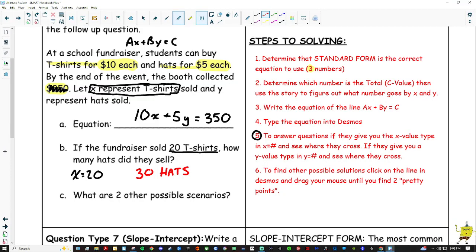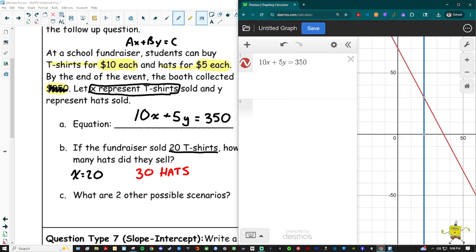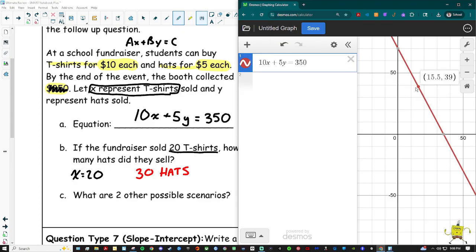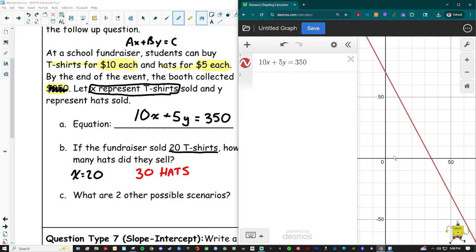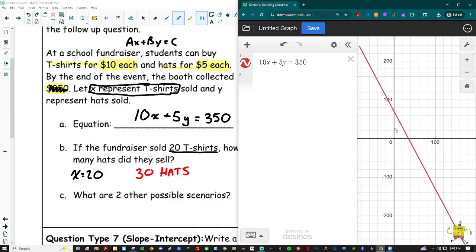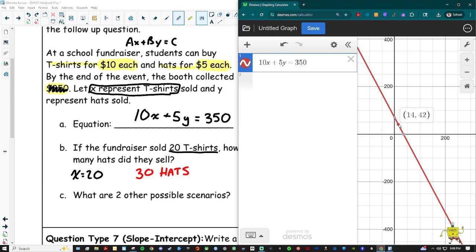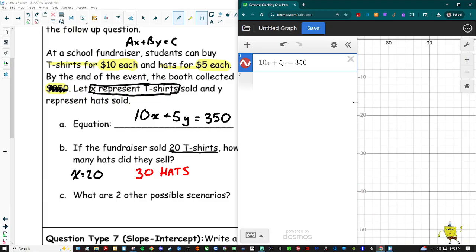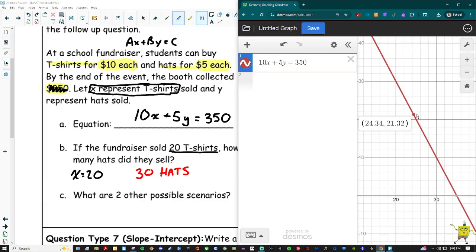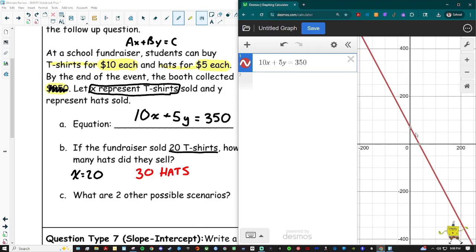The second type of question you're going to need to answer for standard form is: what are two other possible scenarios? Okay, so to find possible scenarios, you click and drag on your line until you find a nice, pretty number. One trick is if you zoom out, usually it's easier to find these nice numbers. You can see I'm finding a ton of nice numbers, whereas if I'm really far zoomed in, I get tons and tons of decimals. So zoom your picture out a little bit, and any points on these lines that are pretty numbers are possible scenarios.